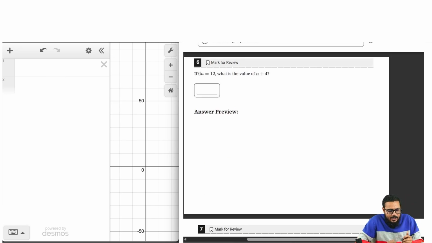Now we have got an equation, a simple one. 6n is equal to 12. Now if I divide both of my sides by 6, I will be left with 6n divided by 6, that would be just n, and 12 divided by 6, that would be 2. So I know the value of the unknown variable n.